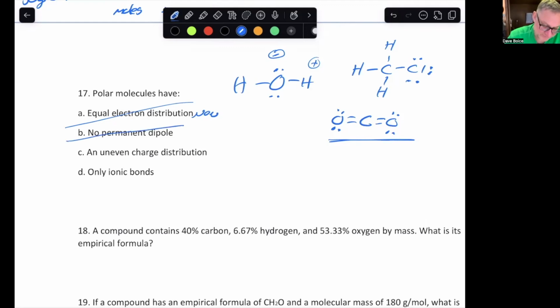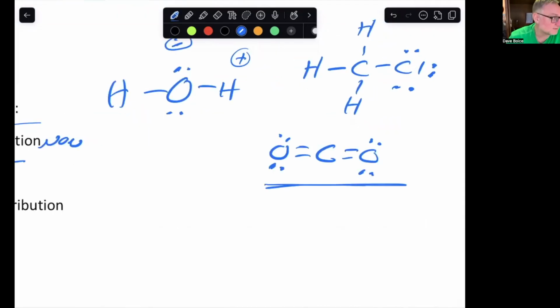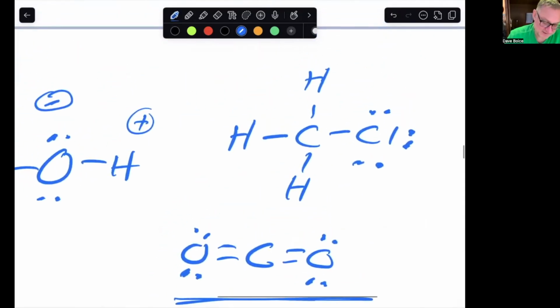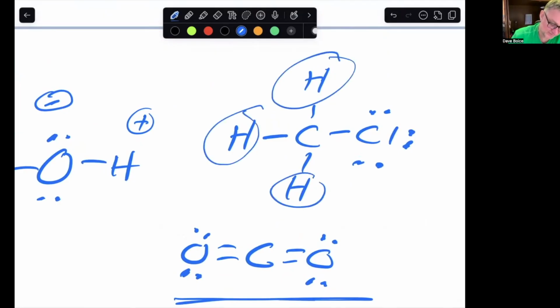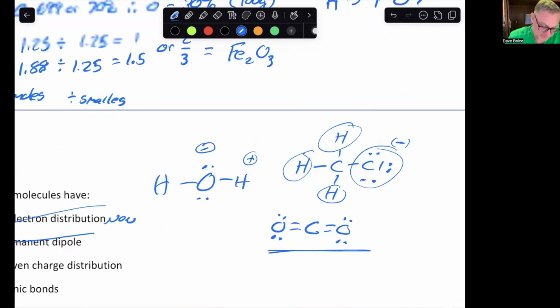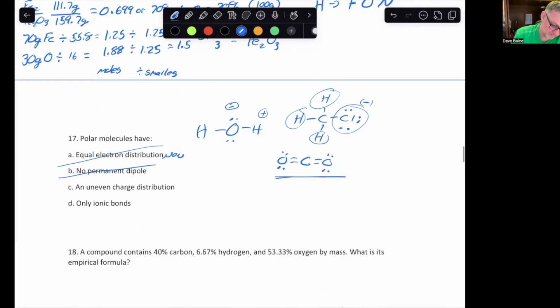An uneven charge distribution. So notice here for this molecule, I don't have any unpaired electrons in the center. That's good. But then I'm also not symmetrical. I've got hydrogen, hydrogen, hydrogen, and chlorine. So there is going to be an uneven distribution of charge. Okay, so an uneven distribution of charge is in fact polar, and then only ionic bonds. That's polar, non-polar for ionic. That's not what we're looking for.